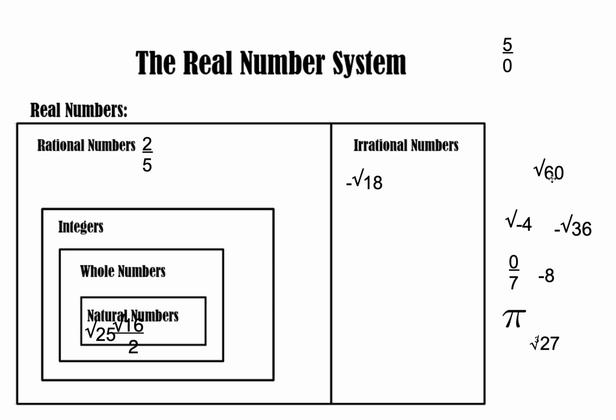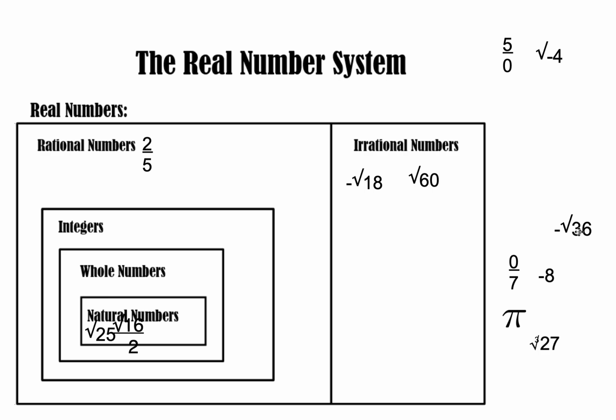Square root of 60. Square root of 60 is not a perfect square, so that's going to be an irrational number. The square root of -4. Well, you can't have a negative inside a square root because nothing times itself is going to equal a negative number. So this is also an example of a number that is not real, or these are sometimes called imaginary numbers. You can write them, but they don't have any real number meaning.